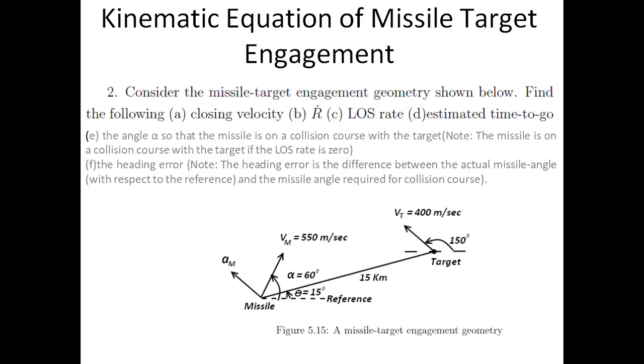Then we need to find out the time to go. Time to go will become R divided by VC. Find out 15 divided by VC. That will become time to go. VC, how much will you get? 600 something. So 15 divided by 600 something will become time to go.